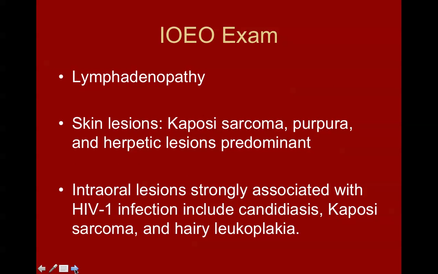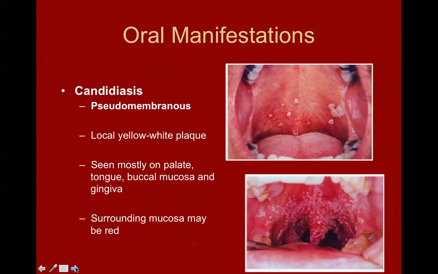The IO-EO exam, the lymphadenopathy, the skin lesions we'll talk about here in a bit, herpes, purpura, and Kaposi's sarcoma, and then candidiasis are your main four. And those are listed here too, and hairy leukoplakia.